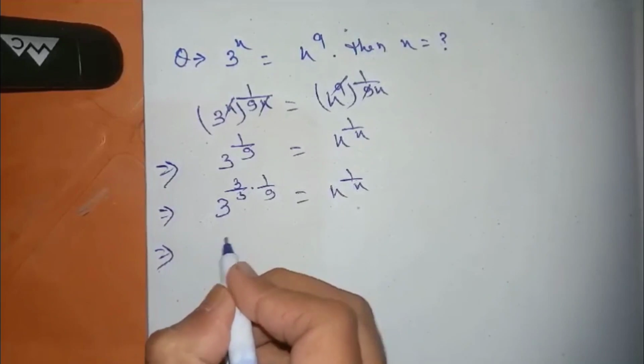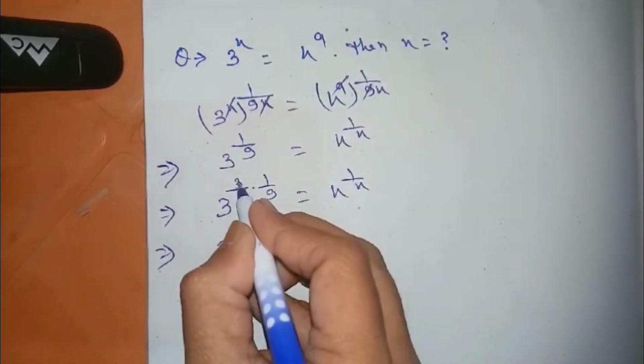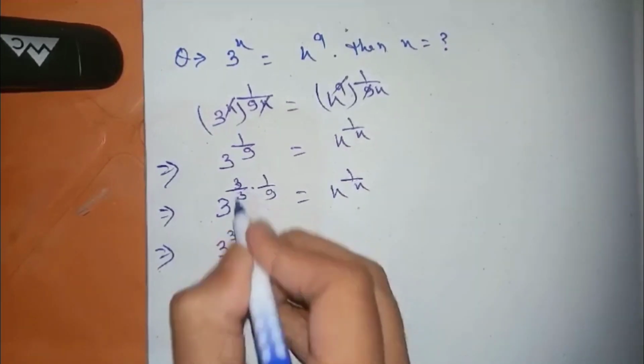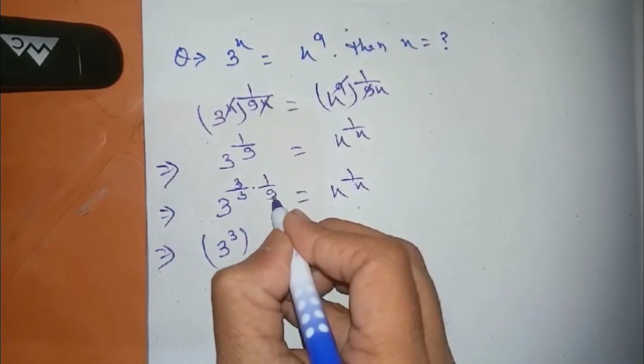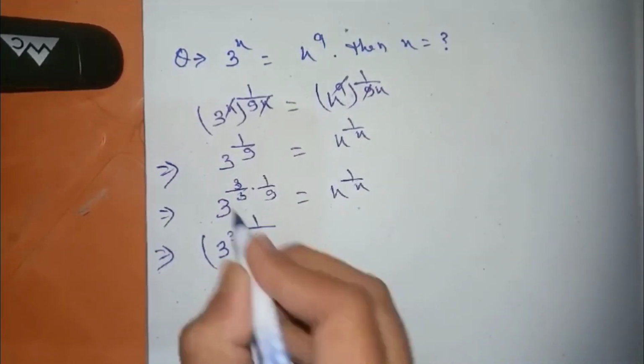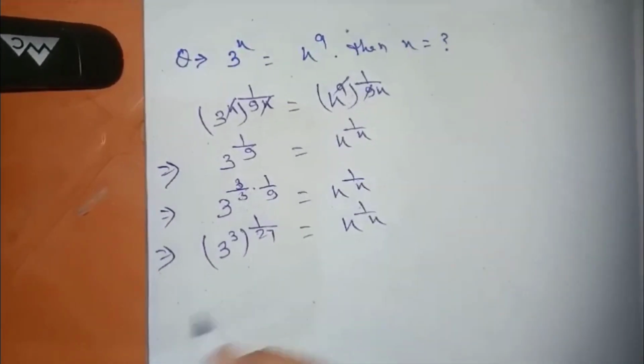Now what we can write here is 3 to the power 3. Listen, I write this 3 here, and we will multiply 3 by 9. So what will come? 27 equal to x to the power 1 by x.